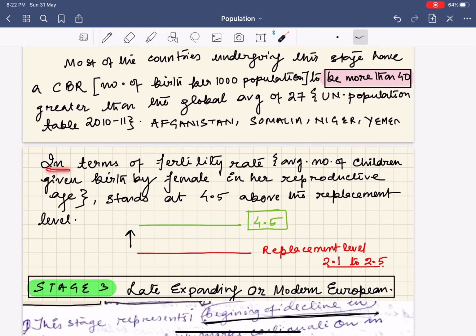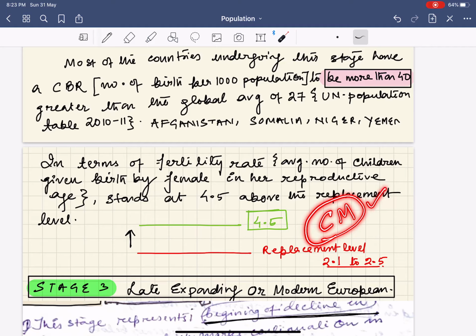Next, in terms of fertility rate, what is this fertility rate? Again, we have discussed that it is the average number of children given birth by a female in her reproductive age. Reproductive age basically is the stage before menopause. That stands at 4.5, which is above the replacement level. As we move on, I'll make you understand what this replacement level is. So you understood what the fertility rate is, and the fertility rate standing at 4.5 means the females have a greater reproductive fertility. Basically, the fertility rate remains high if there is a constant prevalence of child marriage.